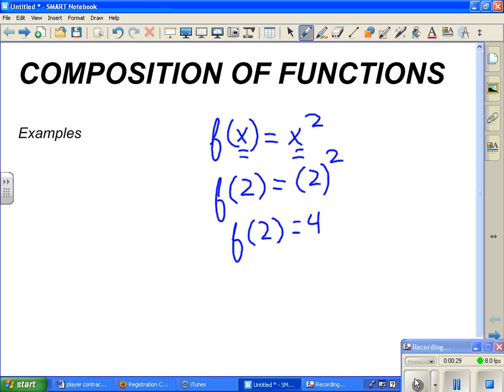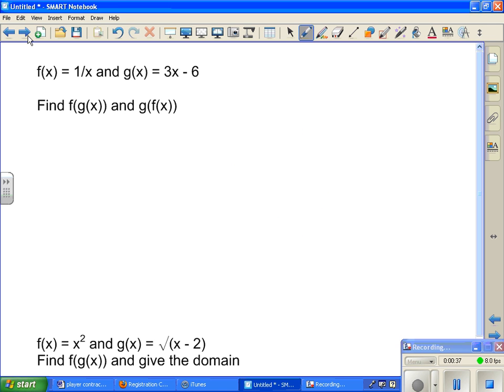That's what we're doing, but we're going to do it with several different functions. Instead of just having one function and plugging in a number, we're going to have two functions and plug them into each other. So I'll show you what I mean. f of x is 1 over x, and g of x is 3x minus 6. Now, they want us to find f of g of x and g of f of x. I know the notation looks a little confusing, but it's not bad.